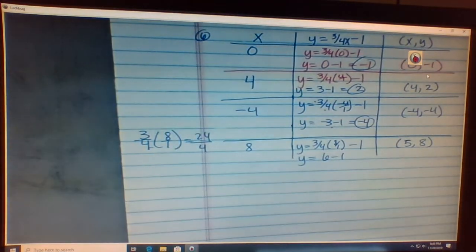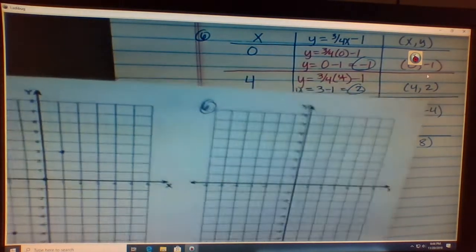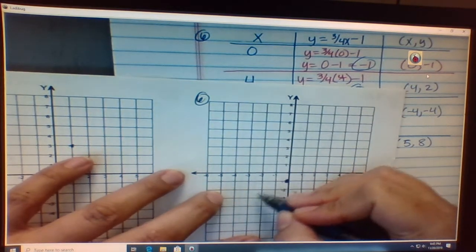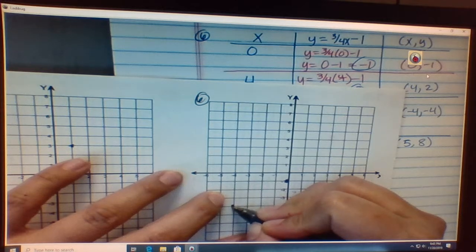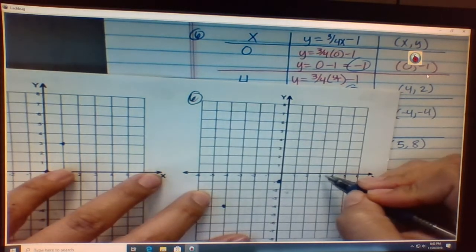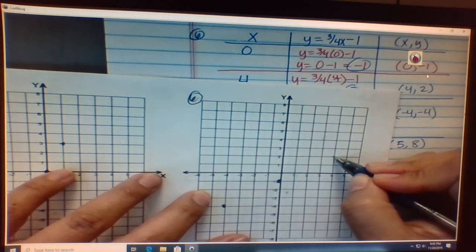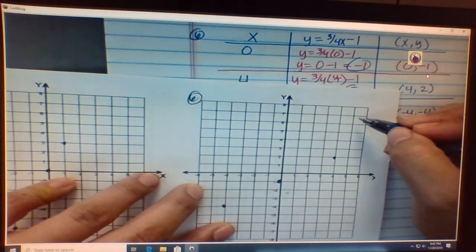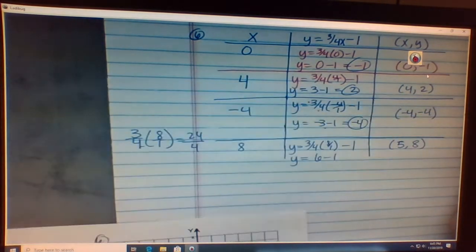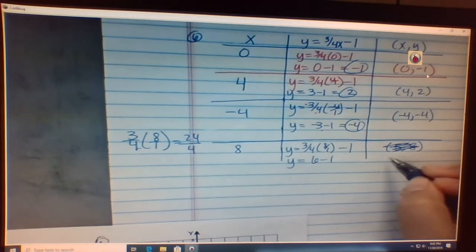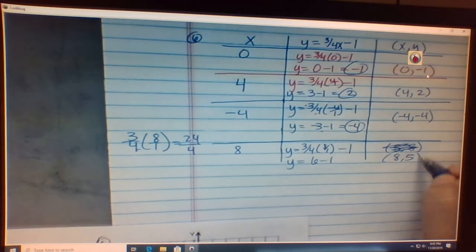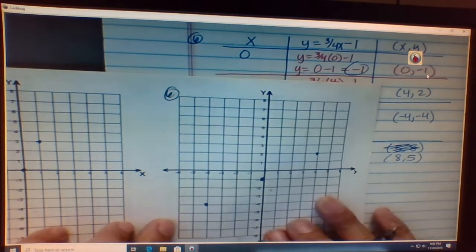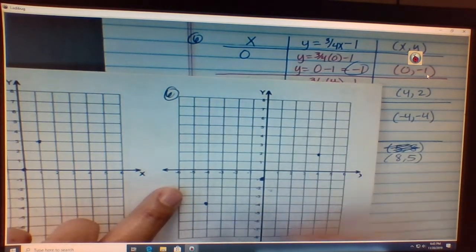Now, those points: 0, -1, -4, -4, +4, 2, and then we ended up doing 5. Nope, I did something wrong. It was the other way around, sorry. It was 8, 5. I was like, whoa. And there's no room for an 8, 5, but there it is. 3 points, straight line.